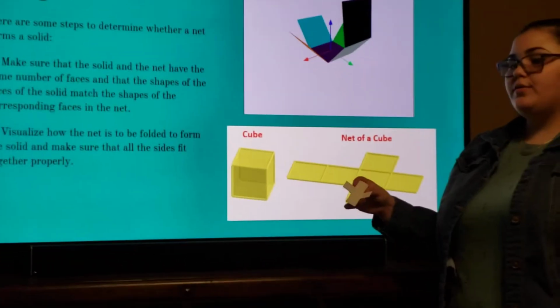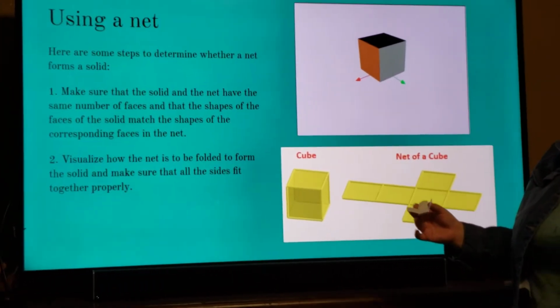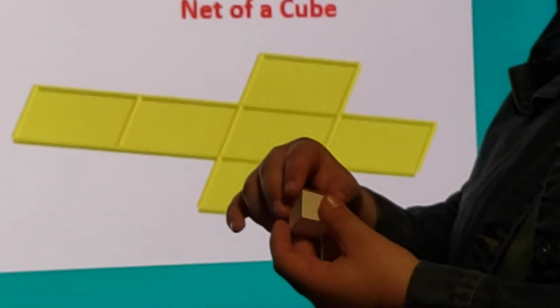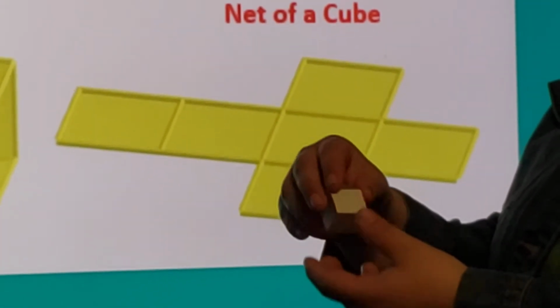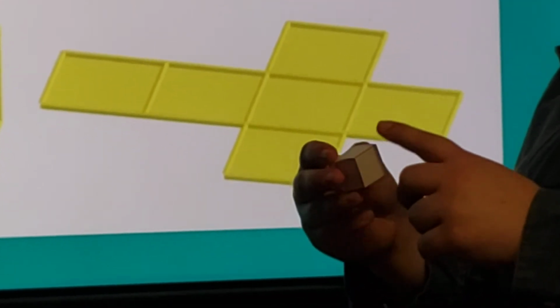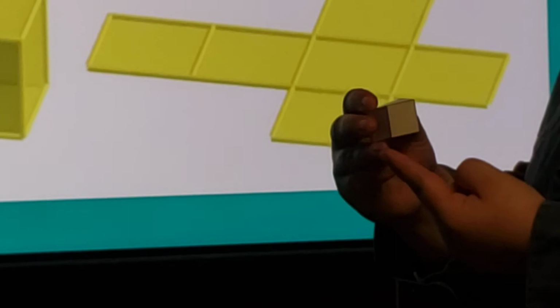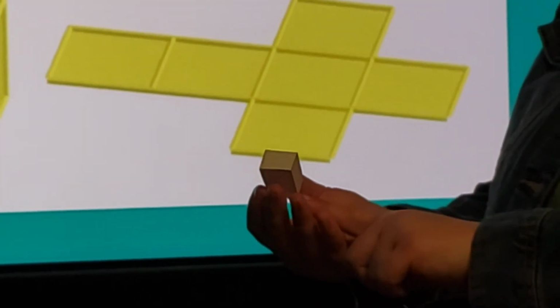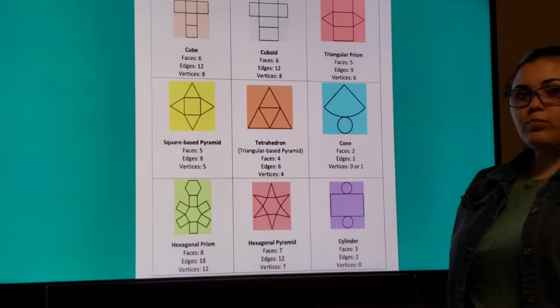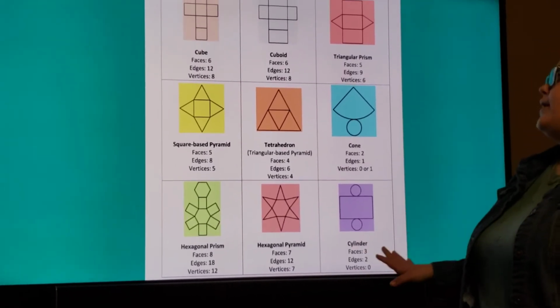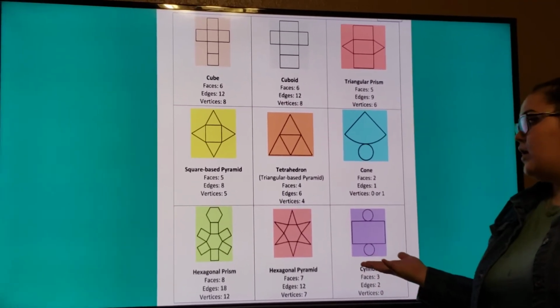Not only can we use this for our faces, we can also use it to identify our edges. If you fold up our net and turn it back into that three-dimensional shape, it's super easy to just count out how many edges you have and how many vertices you have. So here are just a few nets with their properties.